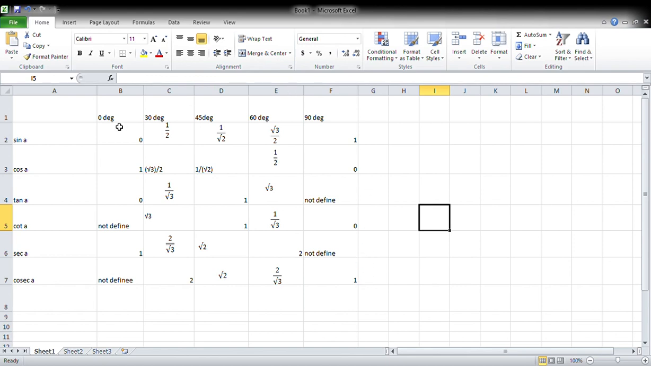You just have to remember the sine values only. Sine 0 is equal to 0, sine 30 is equal to 1 by 2, sine 45 is 1 by root 2, sine 60 is root 3 by 2, sine 90 is 1. Just remember these 5 values. They will help you remember all the rest of the 30 values. So please don't mug up all these 30 values. Just try to remember the sine values. The rest will come automatically.